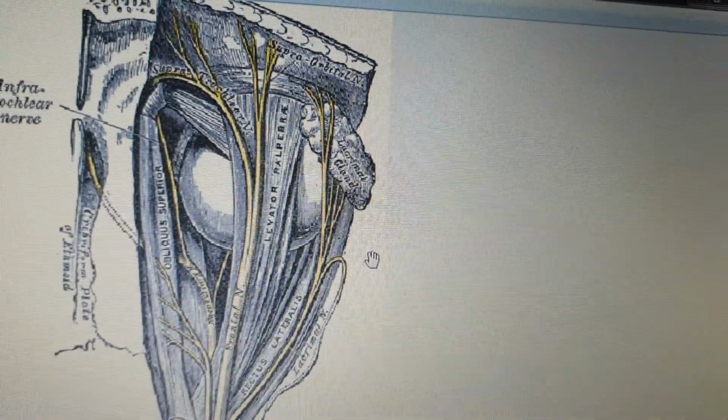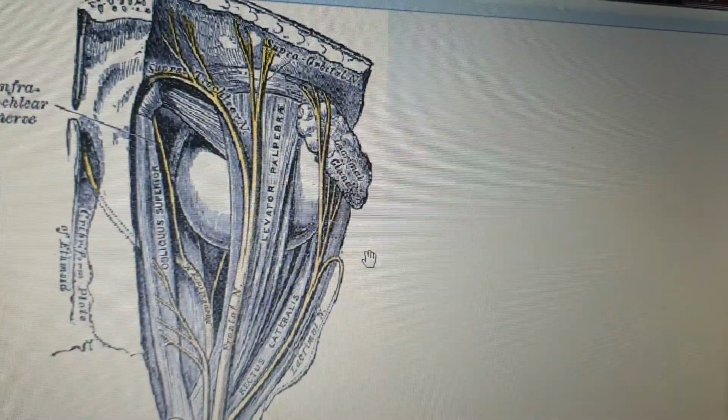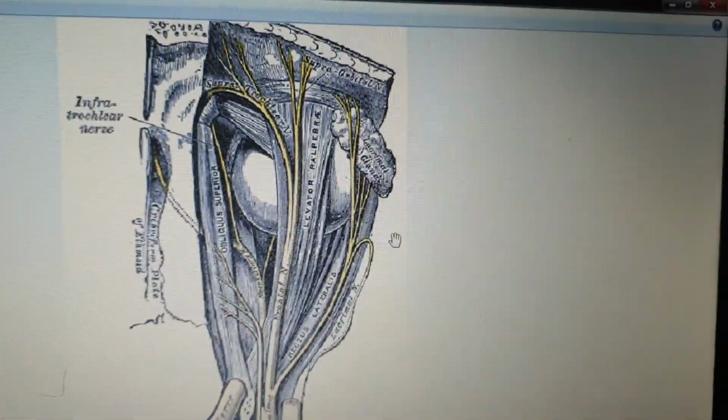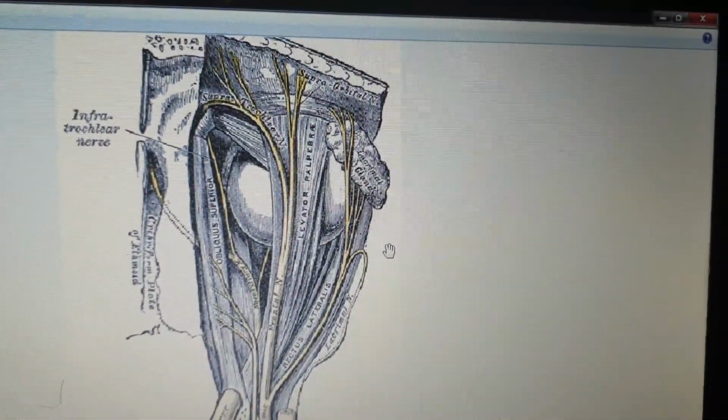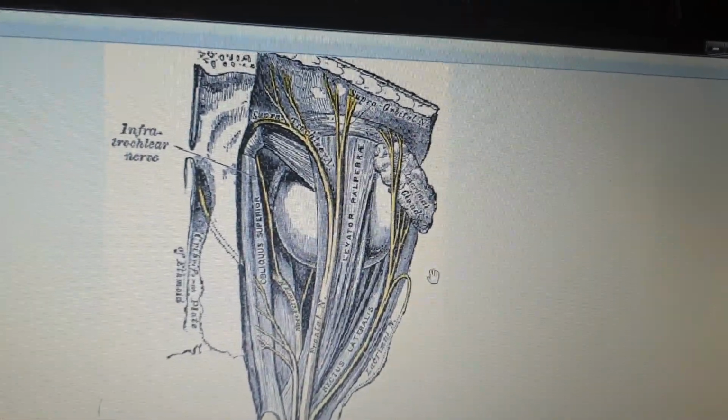The third nerve supply for the ethmoidal air cells comes from the pterygopalatine ganglion. So the branches of the pterygopalatine ganglion which enter the orbit, that are the orbital branches of the pterygopalatine ganglion, they also supply the ethmoidal air cells.